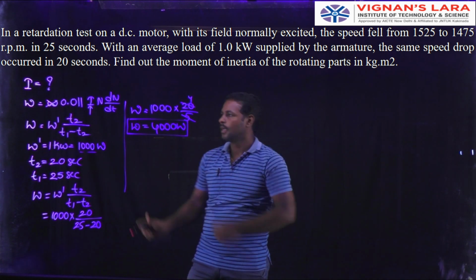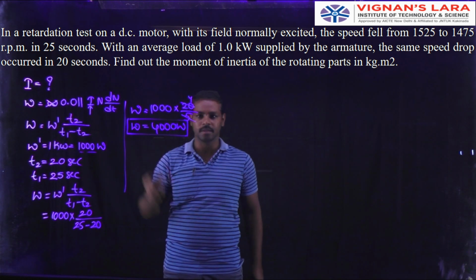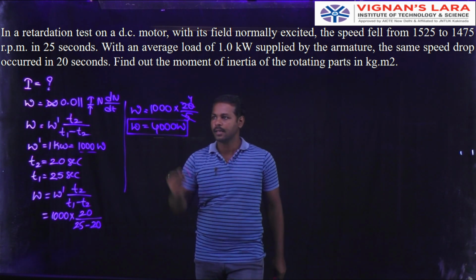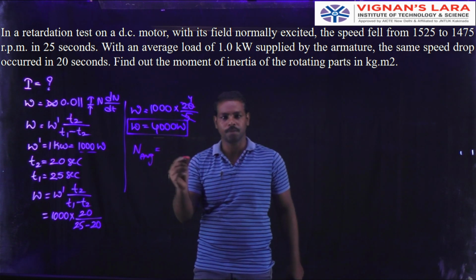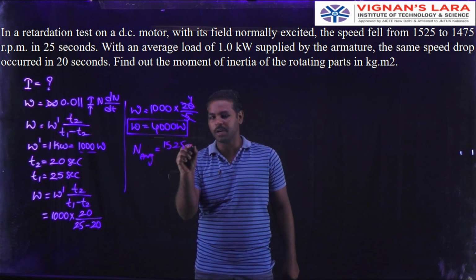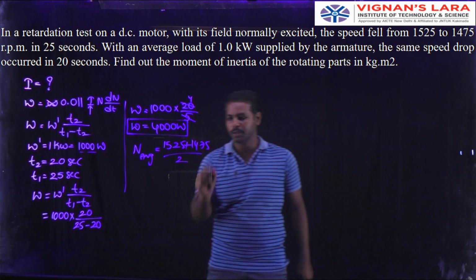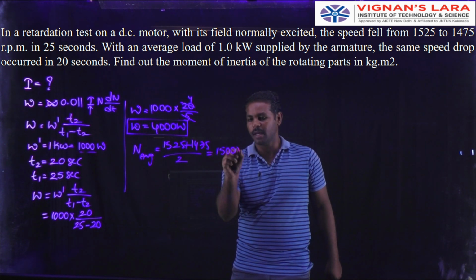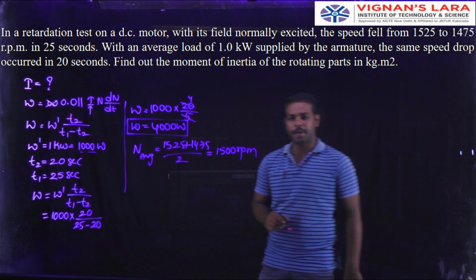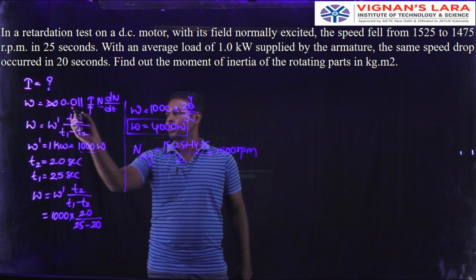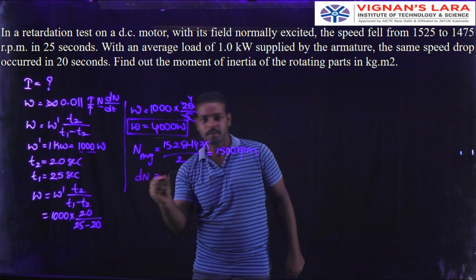Now N is the average speed, so the average speed is to be considered. N average is equal to 1525 plus 1475 divided by 2, which is 1500 RPM. So the average speed is 1500 RPM. Then for dN by dt, dN is the change in speed from maximum to minimum.